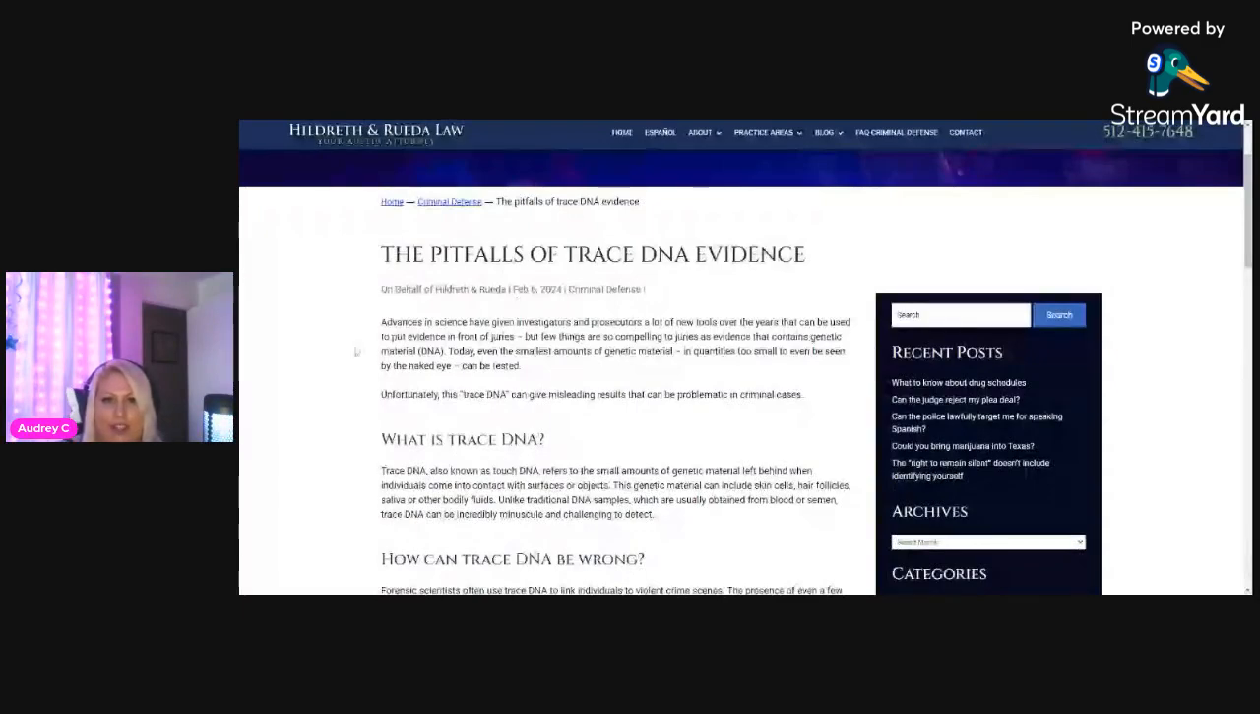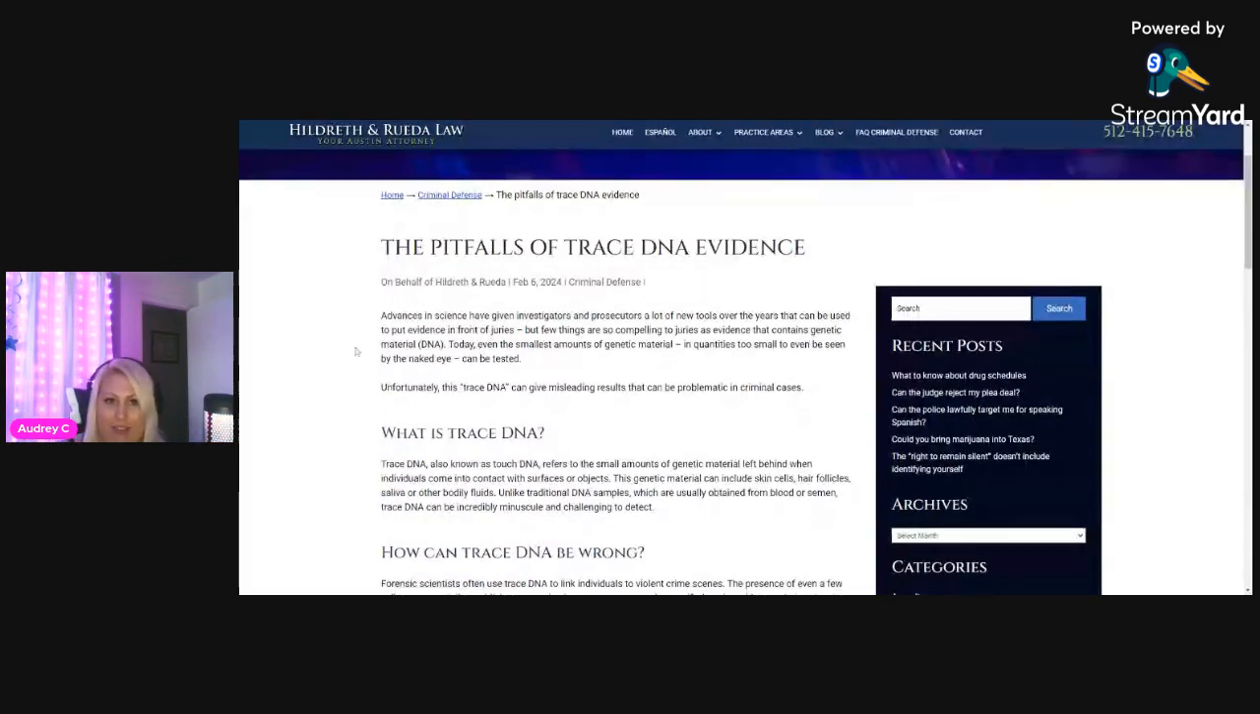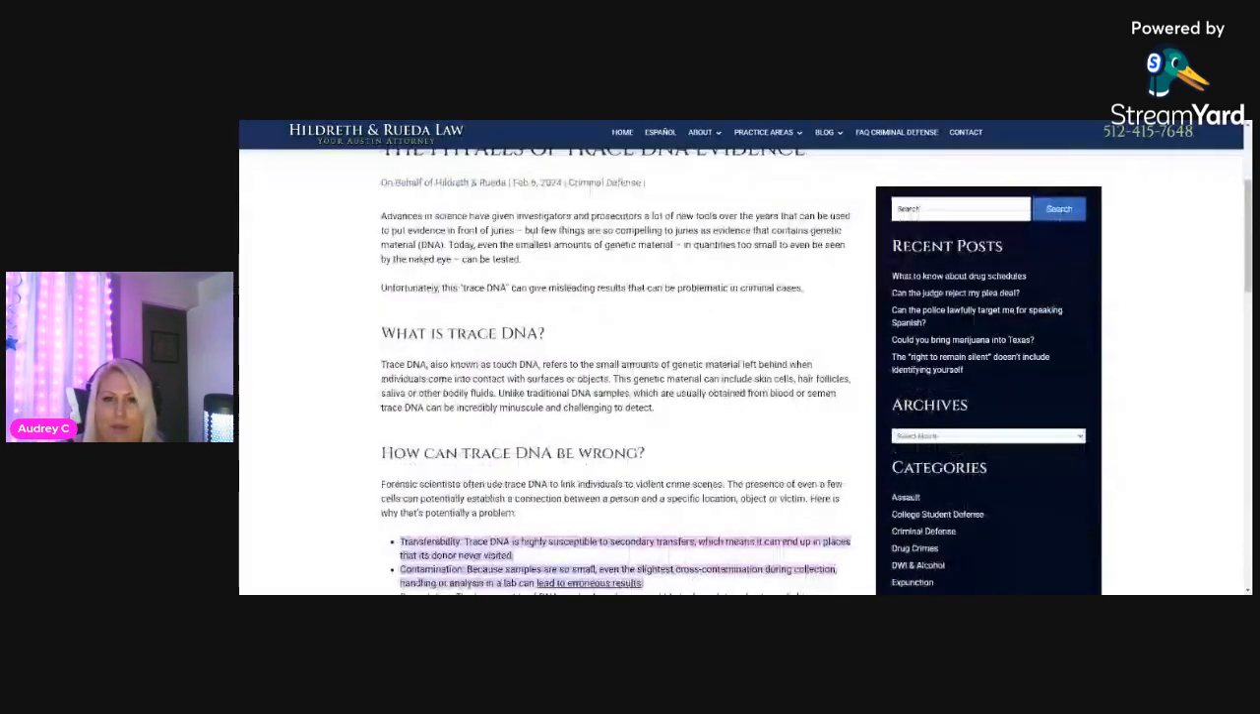Advances in science have given investigators and prosecutors a lot of new tools over the years that can be used to put evidence in front of juries. But few things are so compelling to juries as evidence that contains genetic material, DNA. Today, even the smallest amounts of genetic material, in quantities too small to even be seen by the naked eye, can be tested. Unfortunately, this trace DNA can give misleading results that can be problematic in criminal cases.